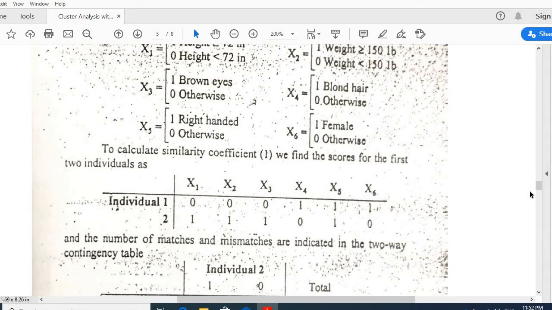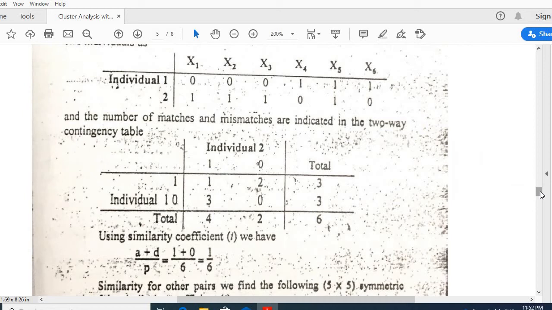Now the contingency table. How many 1 and 1 pairs have been generated in the above table? 1 and 1 occurs only under x5, so it is 1. Now 0 and 1: for individual 1 it is 0 and for individual 2 it is 1. There are 3 times 0 and 1, so it will become 3.